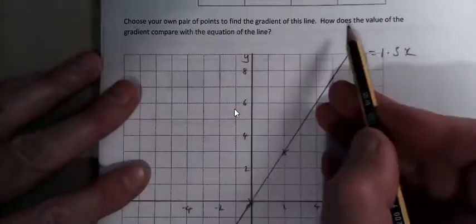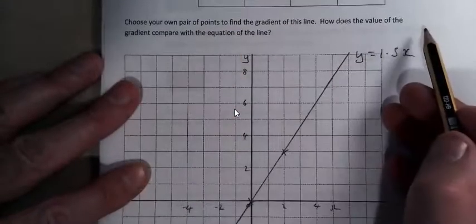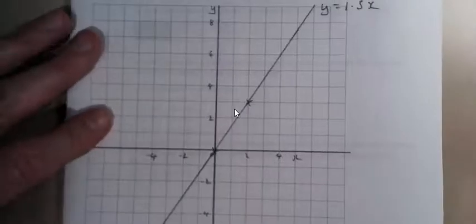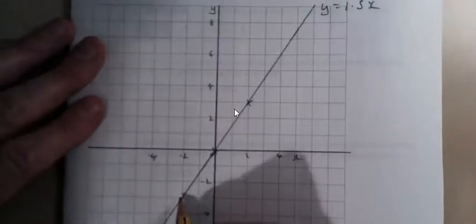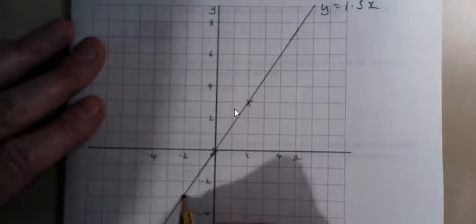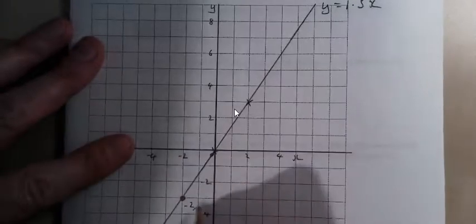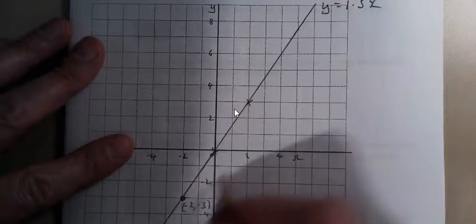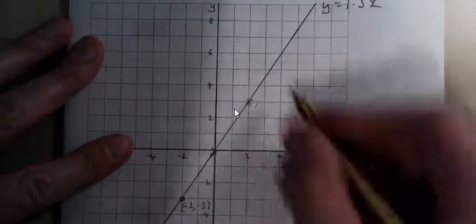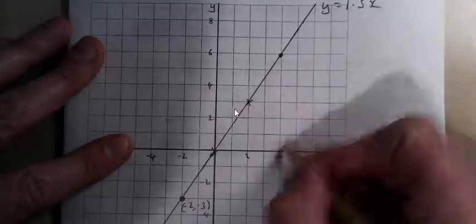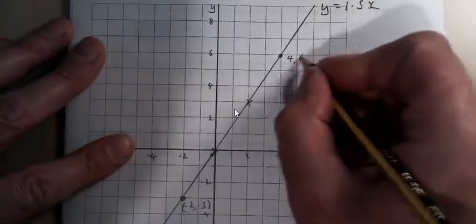Let's see what the question says. Choose your own pair of points to find the gradient of this line. How does the value of the gradient compare with the equation of the line? So let's pick some points here. There's a point there I see is definitely on the line. That is the point (-2, -3). We can't pick that one because that was one of our line points. And then there's a point (4, 6).